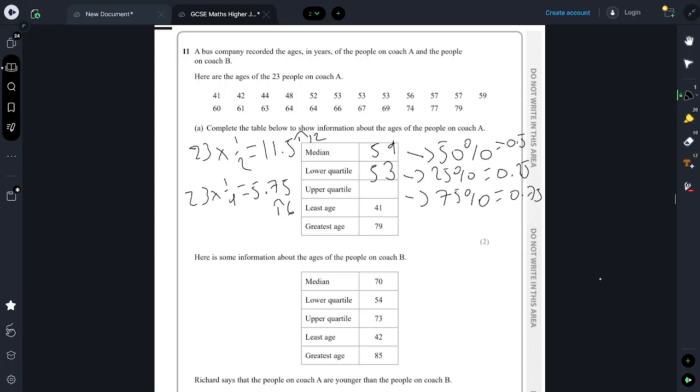And similarly for the upper quartile, if we know the lower quartile, 25%, is 5.75, that means the upper quartile is 3 lots of this. So 5.75 times 3. It's going to be 5, 10, 15, 15.75, 16.5, 17.25. That will round down to 17. So we want the 17th number on here. 1, 2, 3, 4, 5, 6, 7, 8, 9, 10, 11, 12, 13, 14, 15, 16, 17, 64.